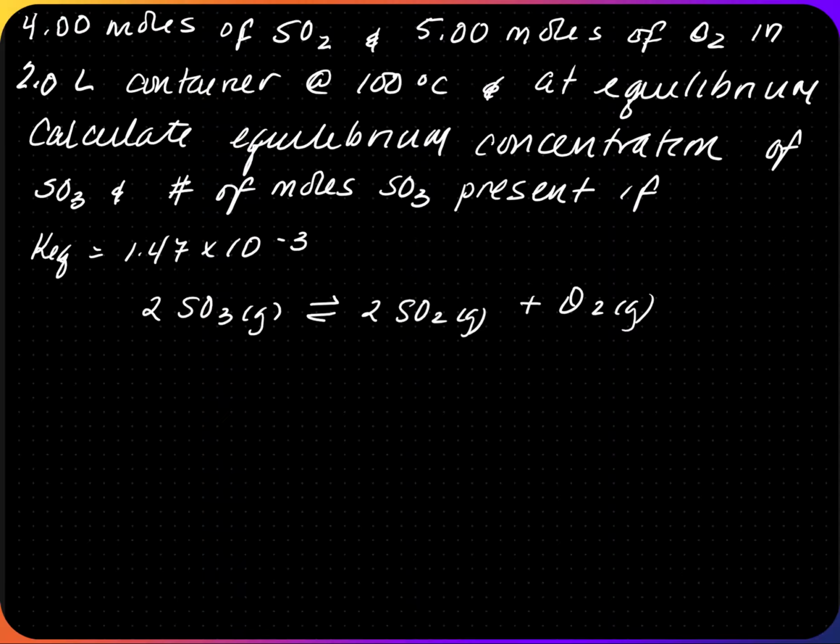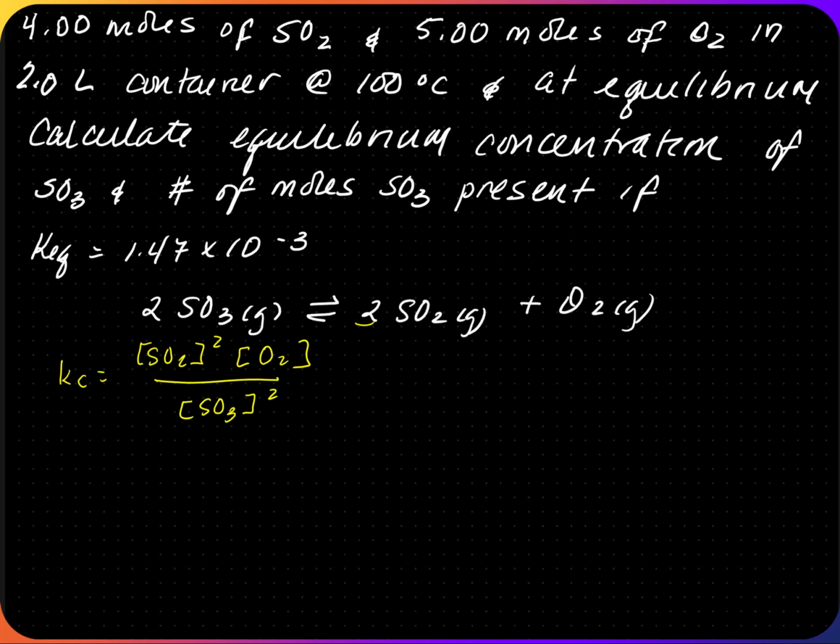So here we have 4 moles of SO2, 5 moles of O2 in a 2-liter container at 100 degrees at equilibrium. Calculate the equilibrium concentration of SO3 and the number of moles of SO3 present if the equilibrium constant is given. If I look at my equation, they're all gas states. However, the units that are given are molarity because moles and liters are given, so we are solving for Kc. So my Kc equation is going to be products over reactants, and this is going to be SO2 squared because the coefficient is 2, times O2, divided by SO3 squared.